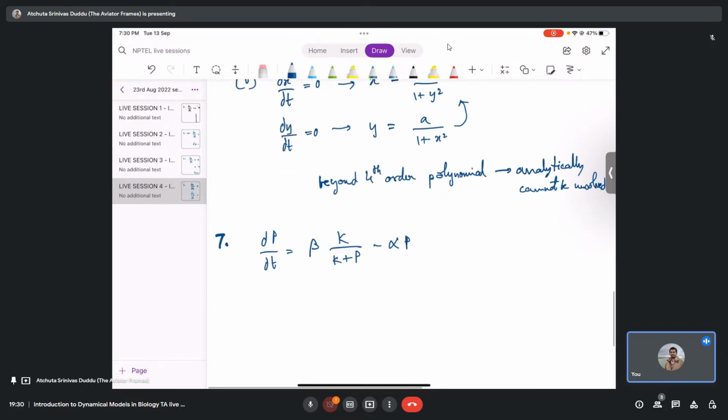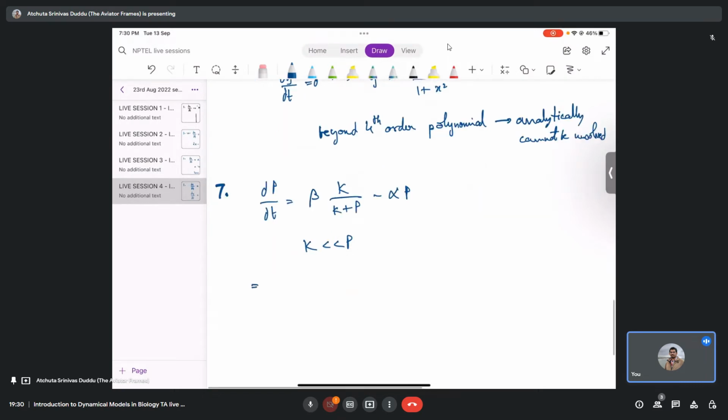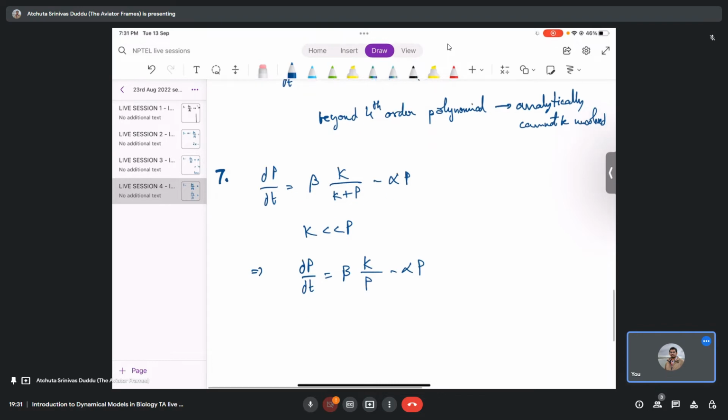Assume that the protein has a very high affinity for the promoter. That means K is very small with respect to P. This implies we can write the equation as dP/dt equals beta times K by P minus alpha P, since K is very small, so K plus P would be almost P. This is the ODE we now have.